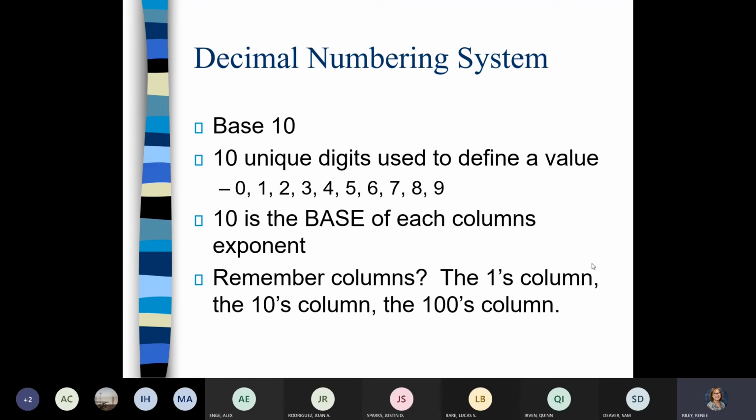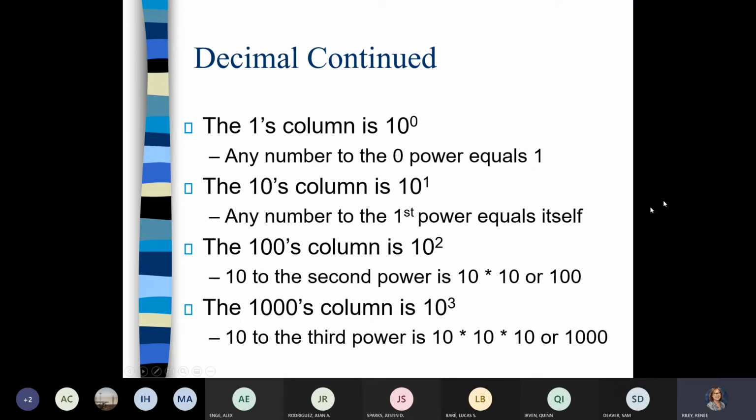10 is the base of each of our columns, and taking that base 10 number to those exponential values is what gives us our ones column, our tens column, our 100s column, because the ones column is 10 to the power of 0, and any number to the power of 0 equals 1. So we always have a ones column no matter what numbering system we're using. The next column over is 10 to the power of 1, and any number to the power of 1 equals itself. So that gives us a tens column.